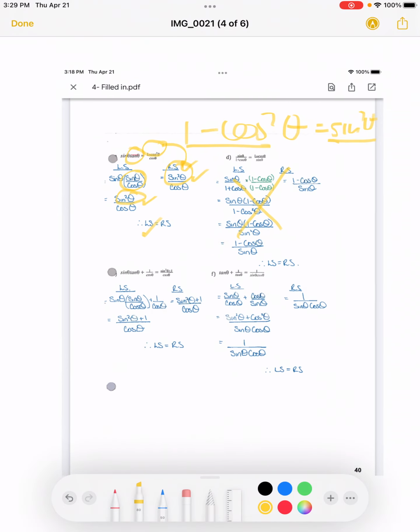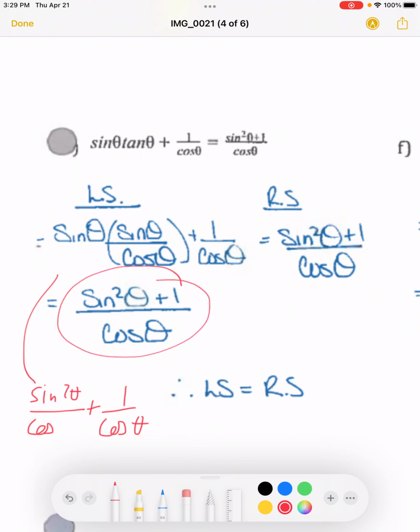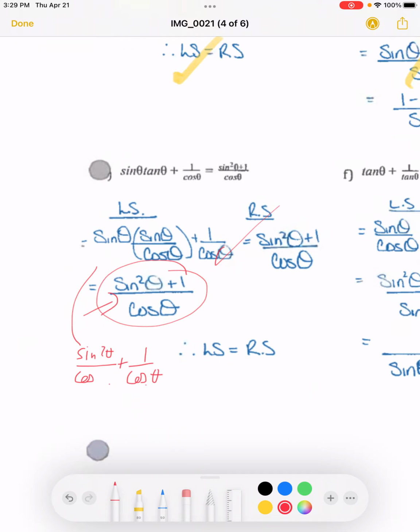This one is a little confusing. Again, tan is sine over cos. Sine times sine is sine squared, so we get sine squared over cos. I think we kind of skipped a step here. Sine squared theta over cos plus 1 over cos. When you add them up, they have the same denominator, so you end up with this, which is the right side, and we're good.